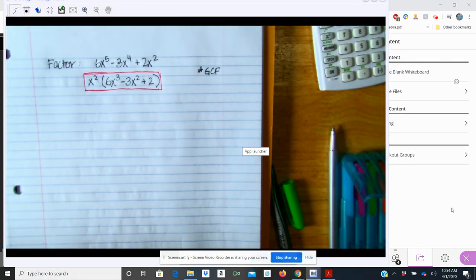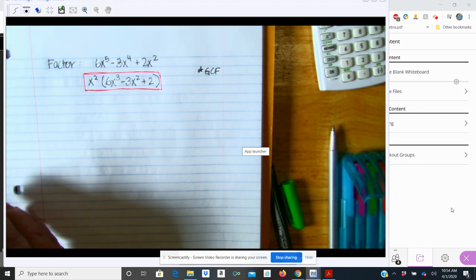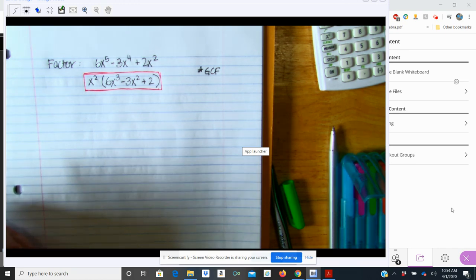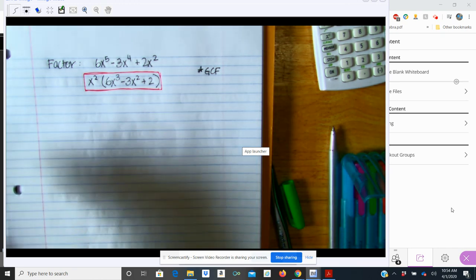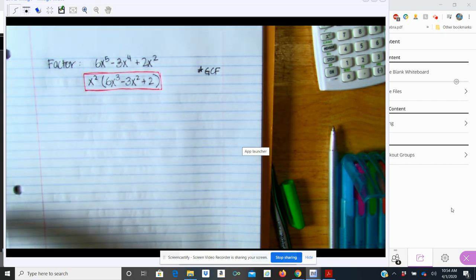Because the other one was prime because we couldn't do anything to it, right? So if you can't do anything to it, then it's prime. If you can pull out an x, if you can pull out a 3, it's still got factors. Not many, not exciting ones, but it has factors.